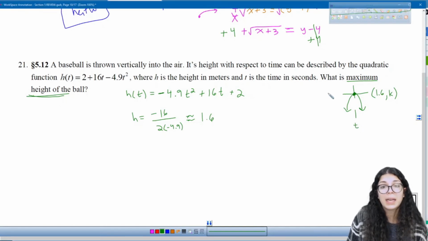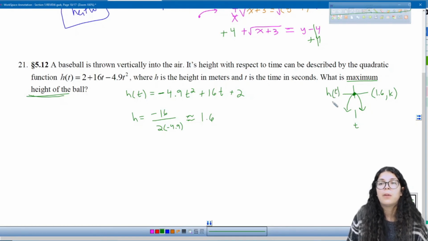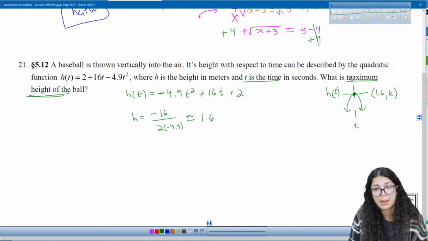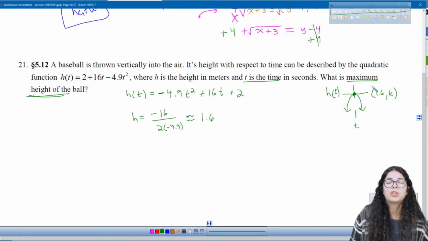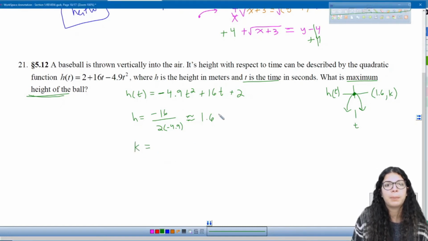We need the height, h, the output, right, h of t, for what is that maximum value. So we need the y value, not the x value. The x value will give me the time that it takes to reach the maximum height. We need the actual height. We need the maximum height. So the maximum height, we need to find, the y value. So I'm going to plug in 1.6 into the equation.